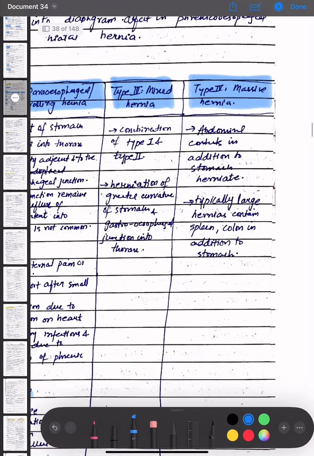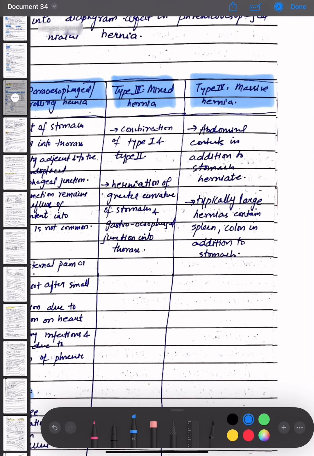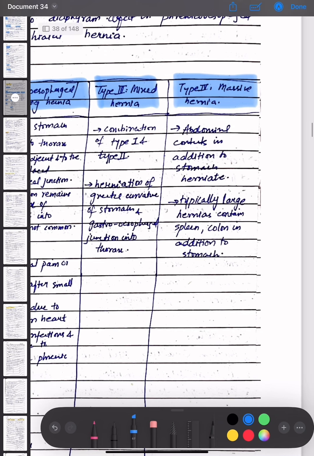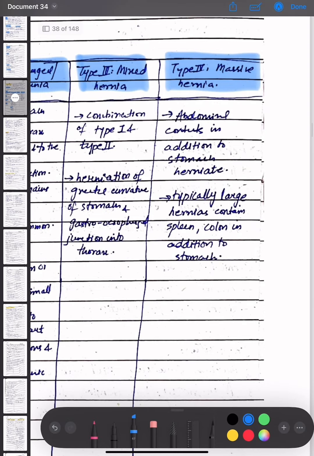In type 3, we are having mixed hernia, which is a combination of type 1 and type 2, the herniation of greater curvature of stomach and gastroesophageal junction into the thorax. Type 4 is the massive hernia, which is abdominal contents in addition to the stomach herniating. Typically, large hernias contain spleen and colon in addition to the stomach.